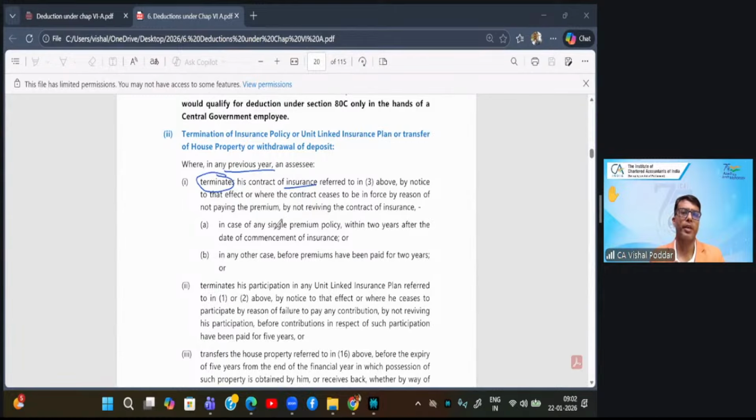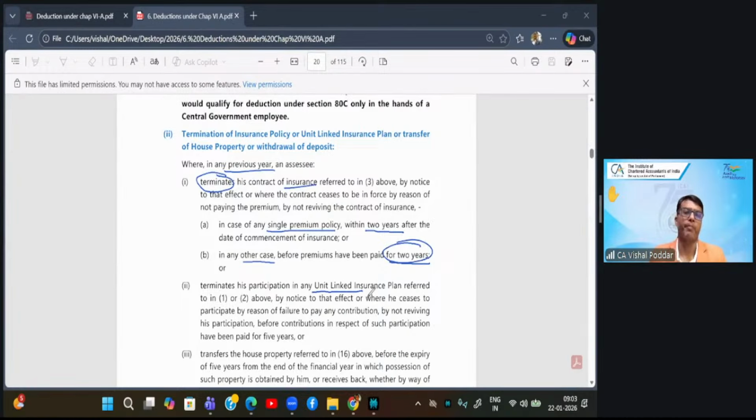Now here what they say is, if it is a single premium policy, within 2 years from the date of commencement, and in any other case, again 2 years. In short, they are saying that you should not terminate your plan before 2 years. Why? If you terminate, what will happen, that we are going to study. But firstly, for insurance, the time limit for which the policy should continue is minimum 2 years.